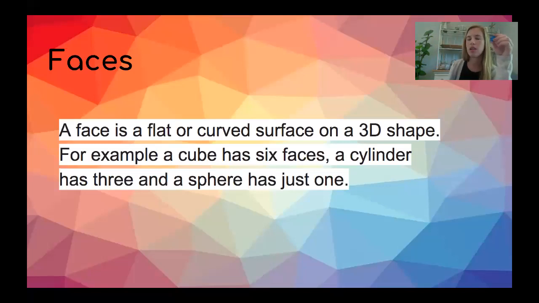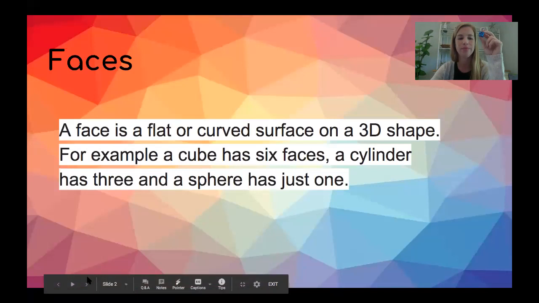When we look at a 2D figure, there's only one face. That's it, there's just one. So that's the difference between 3D and 2D when we talk about the word faces. Face is just a side.